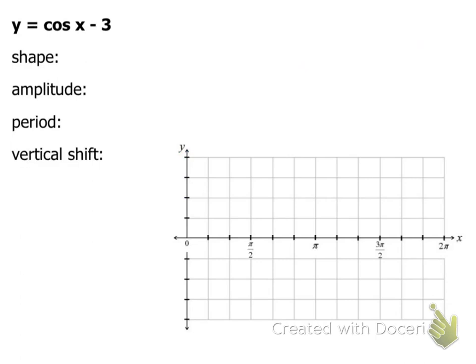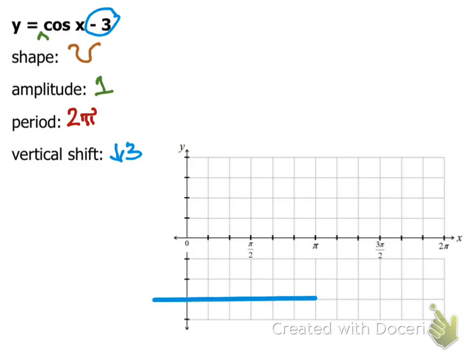Here we have the cosine of x minus 3. My shape, cosine is maximum to maximum. My amplitude is 1 because there is no coefficient to cosine. My period is 2 pi. And my vertical shift is minus 3, so down 3. The first thing I'll put on my graph is my vertical shift. I'm going to have a new x-axis down 3.